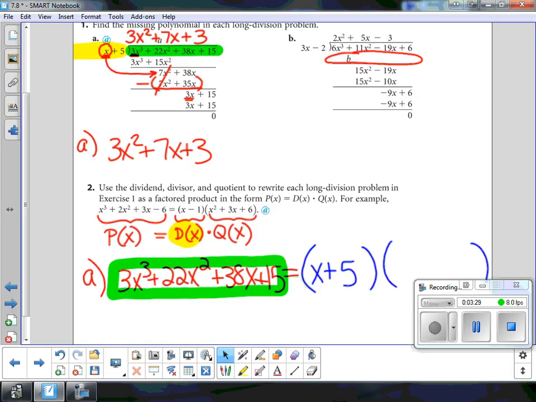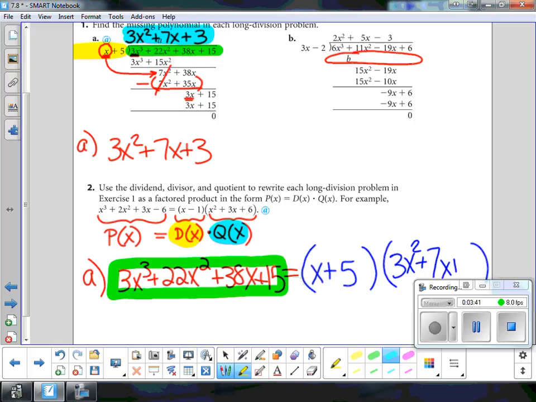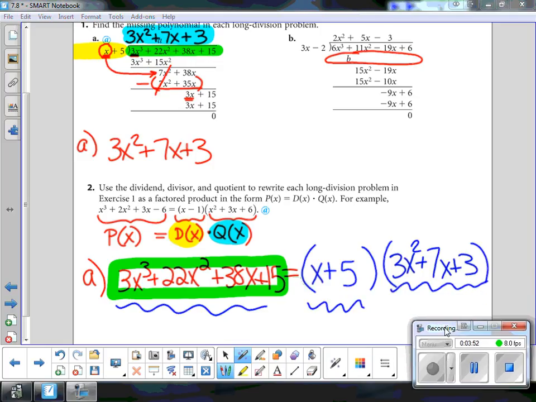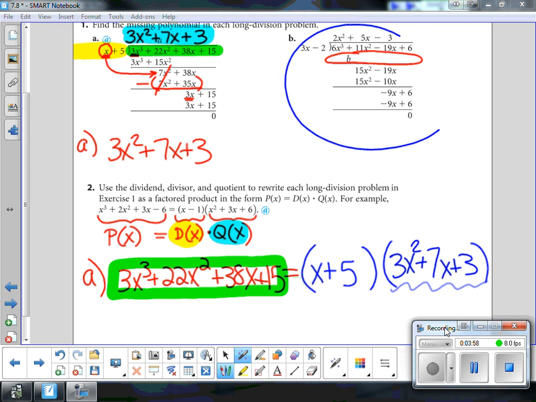The q of x, the q stands for quotient. The q of x is going to be the answer that we had up top. So that's your 3x squared plus 7x plus 3. So you're writing out this polynomial as x plus 5 times 3x squared plus 7x plus 3. So I want you to do the same thing for B using number 1b.